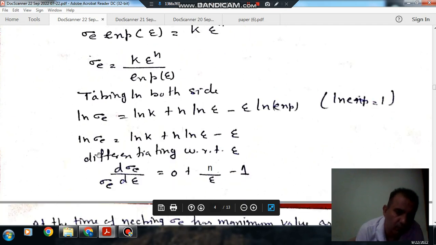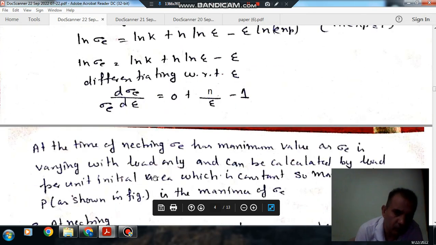Now we can differentiate with respect to epsilon. We get (1 by sigma e) d sigma e by d epsilon. As K is constant, its differentiation is 0. The differentiation of n ln epsilon is n by epsilon, and the differentiation of epsilon is 1, so minus 1. Here sigma e is the engineering stress and epsilon is the true strain.